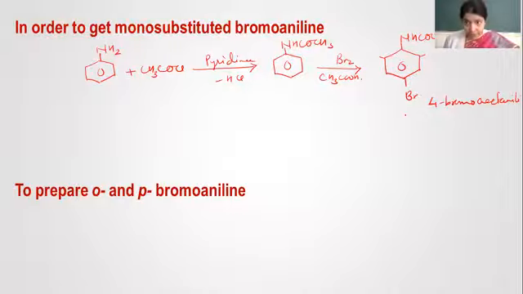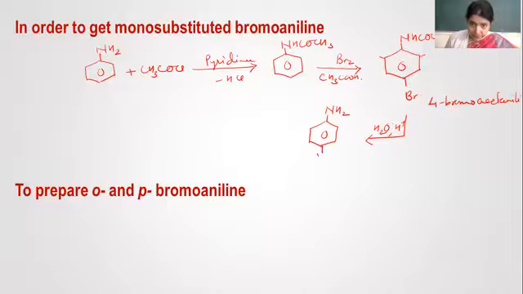Once the 4-bromoacetanilide is formed, we can subject it to hydrolysis in acidic medium and it will convert it into para-bromoaniline, 4-bromoaniline. So if we want to prepare the monosubstituted bromo compound, 4-bromoaniline, first it is necessary to protect the NH2 group. Then after hydrolysis, it is converted back into NH2.